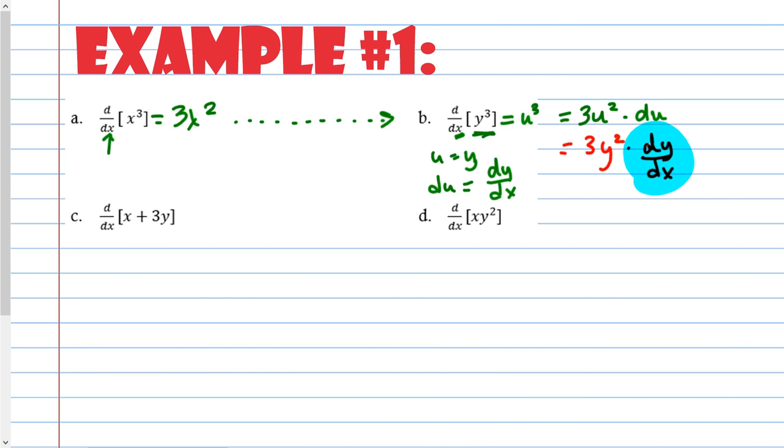So the derivative of x is 1. The derivative of 3y should be 3 times du. Remember again, y is u, so du should be the derivative of y with respect to x, dy dx. So 1 plus 3 times dy dx. Now this is not all there is to implicit differentiation, but I'm just trying to begin with how to derive, and then I'll show you that next.